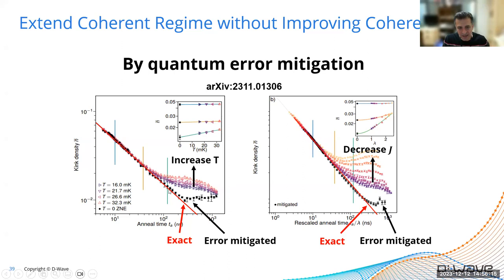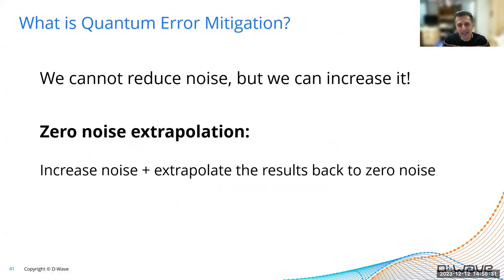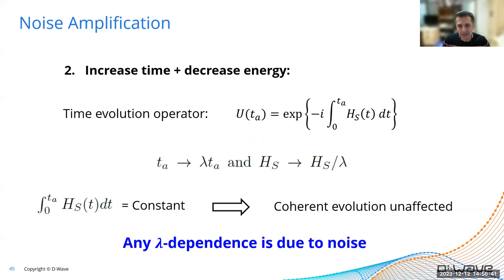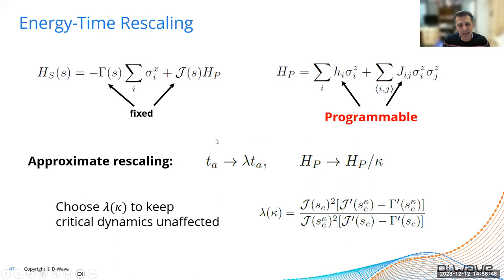And this is a way of doing it by temperature. This is called Zero-Noise Extrapolation. There's another way of doing it by rescaling J. I don't think I have time to get into this, but I would actually go to the end because I want to have a few minutes for anybody who asks questions. In the end, basically, you can do both ways by rescaling energy and time. And this brings me to the final slide, which is conclusions.